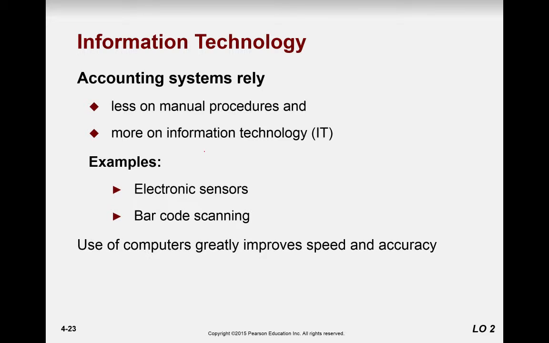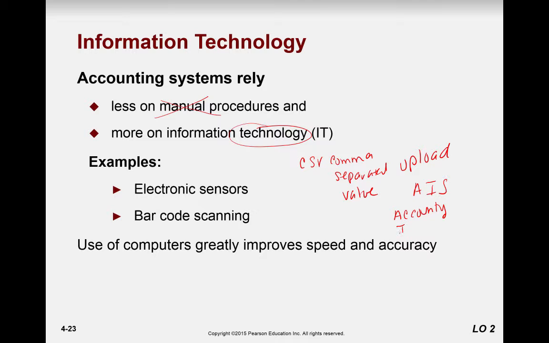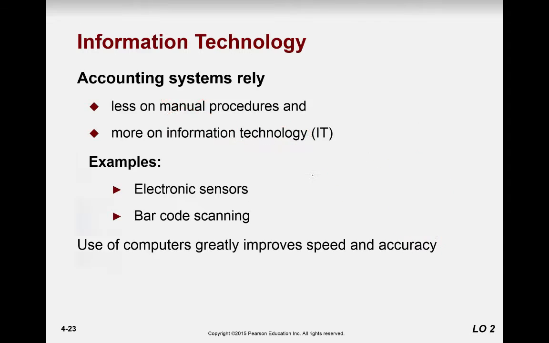And then we have our information technology. So here what happens is accounting is a more IT process. It is no longer manual, right? We actually book journal entries, possibly in a CSV, a comma separated value file, or like a text file where you can upload them directly into the accounting information systems, the AIS. And so basically with the use of computers, we're able to greatly improve our speed and accuracy.